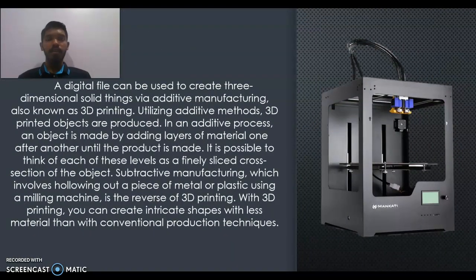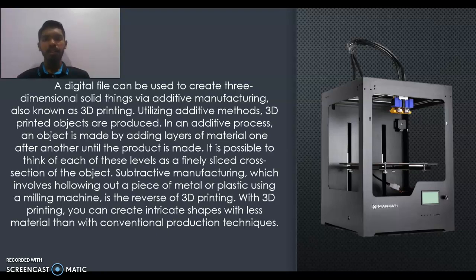Okay, so today I will be talking about the 3D printer. A 3D printer uses a digital file to create three-dimensional solid objects via additive manufacturing, also known as 3D printing. In an additive process, an object is made by adding layers of material one after another until the product is made. It is possible to think of each of these layers as a finely sliced cross-section of the object.